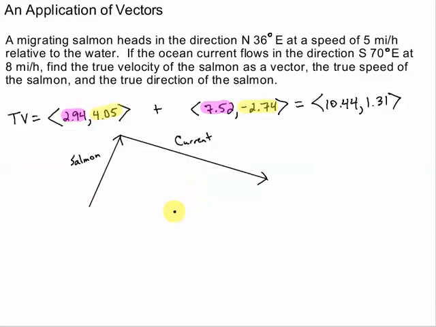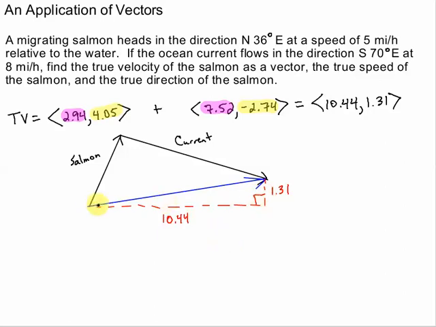Just to visualize what the true velocity vector is, I've drawn the salmon vector and current vector tip to tail, as you do when you add vectors, and the blue vector here is the current vector. If I draw on the components of the true velocity vector, it's 10.44 and 1.31. They're both positive. You get a right triangle.